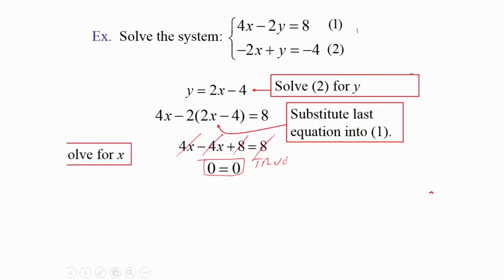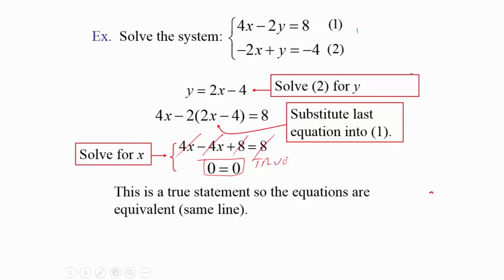Right? So this is a true statement, so the equations are equivalent. They are the same line. Right? If you graph it, you're going to see they fall right on top of each other.